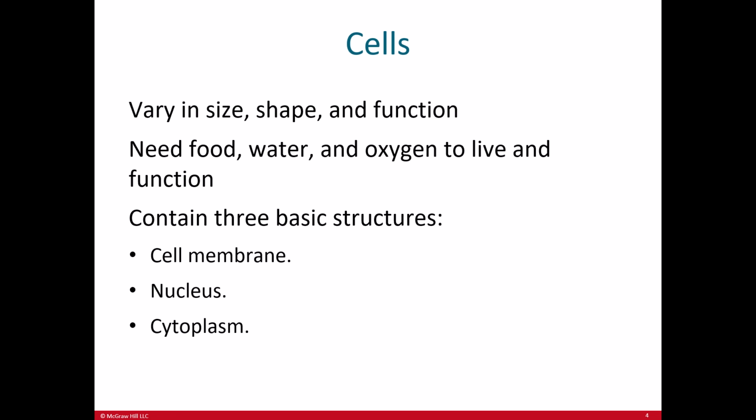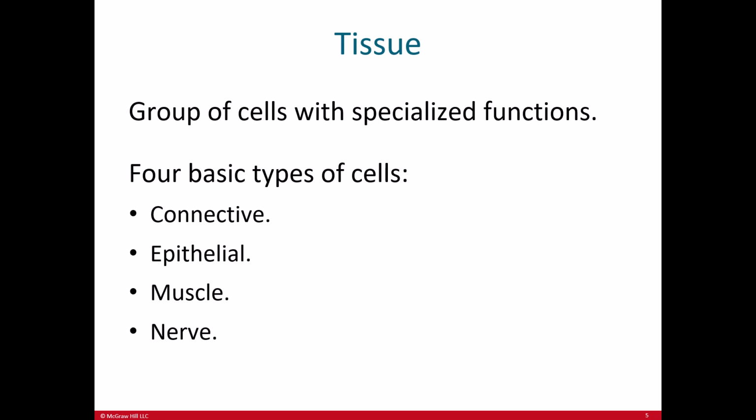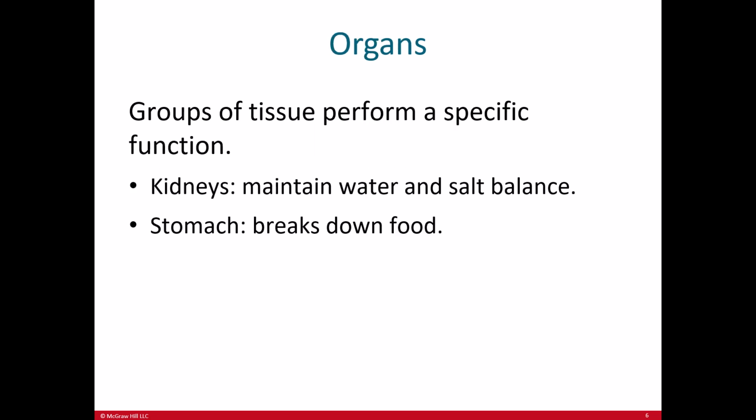Now, something to realize is cells make up tissues. We're going to talk about that next. So a group of cells with specialized functions classifies as tissue. There are four basic types of tissue: connective tissue, epithelial tissue, muscle tissue, and nerve tissue. Tissues also make up organs. So as you can see here, a group of tissues that perform a specific function is what an organ is.